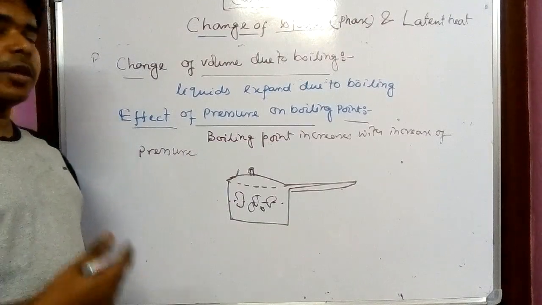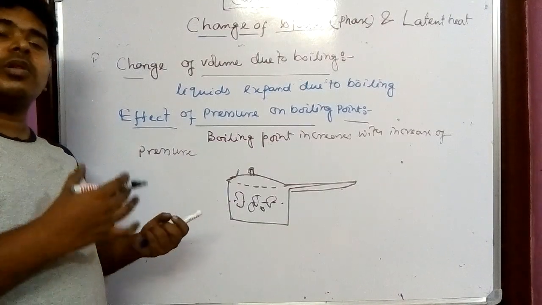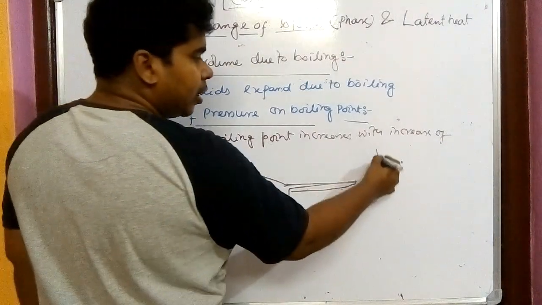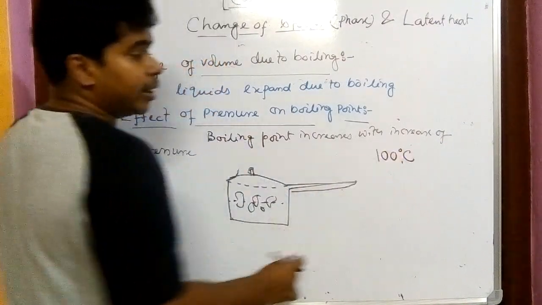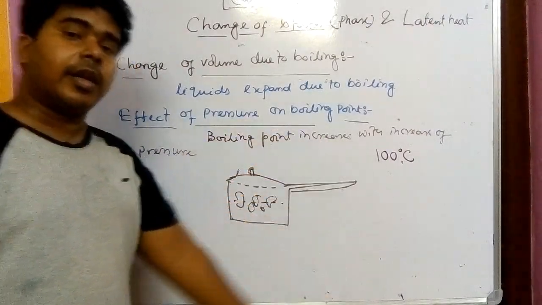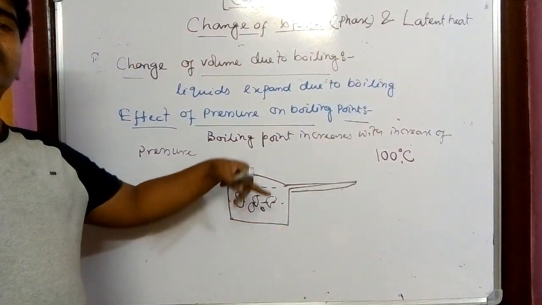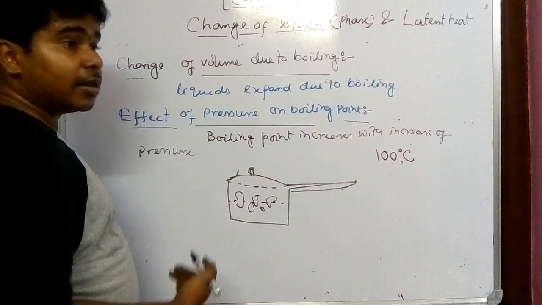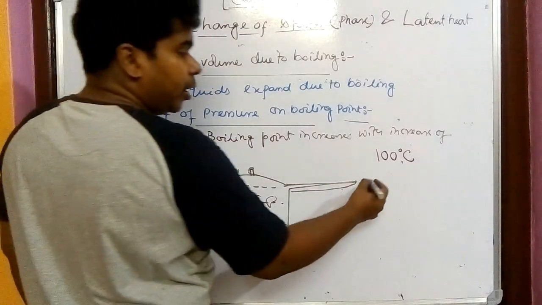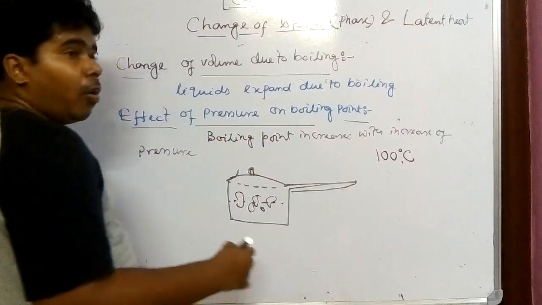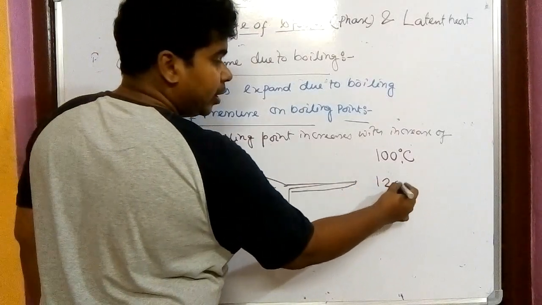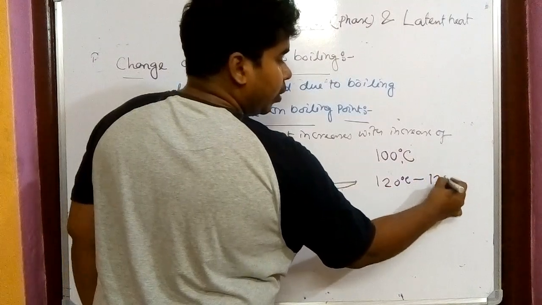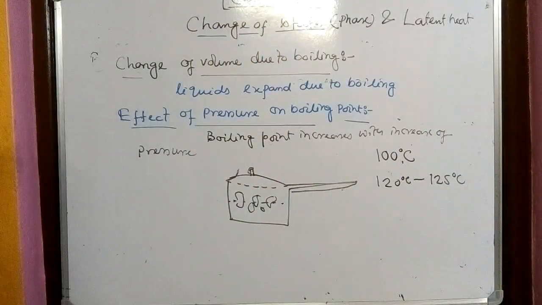So as the pressure is increased, the boiling point is also increased. We know for water, the boiling point is 100 degrees centigrade. That means at 100 degrees centigrade, the water starts converting into vapor. But as the pressure is increased, the boiling point starts increasing, almost to 120 to 125 degrees centigrade.